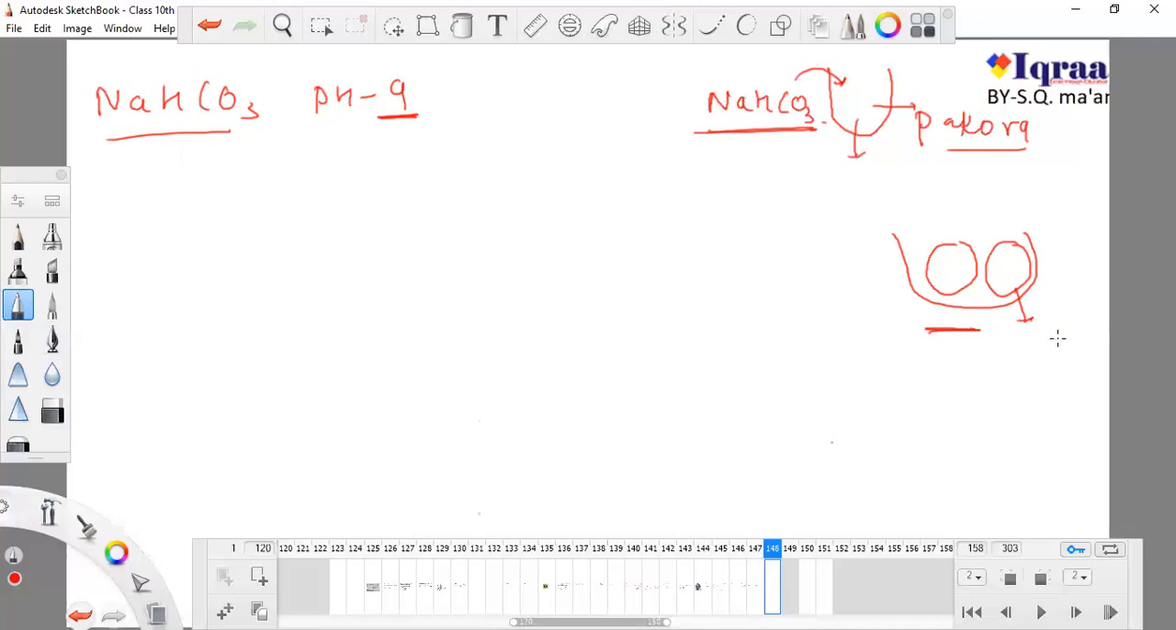So what is the reason for this fluffiness, and why did I add this sodium hydrogen carbonate to my dish? Because I want to make the dish more fluffy, more spongy, something which looks like a sponge. We have eaten many types of pastries, cakes and breads, and they are very spongy. That is why I added this. When I heat my pakoras, which contain sodium hydrogen carbonate, what happens?